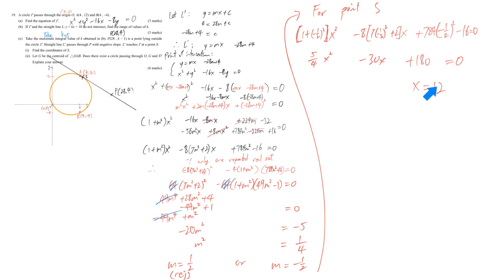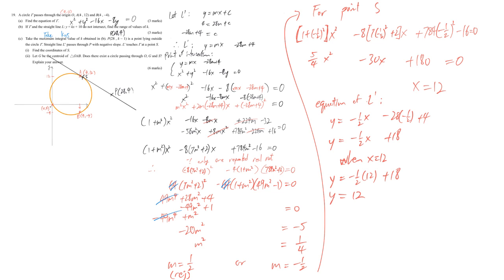In order to get the y coordinate, we have to use the equation of this straight line L prime. So it's y equal to negative 1 over 2 times (x minus 28) times negative 1 over 2 plus 4. We substitute x equal to 12. So when x equal to 12, y is equal to negative 1 over 2 times 12 plus 18, which is equal to 12. So point S is (12, 12).